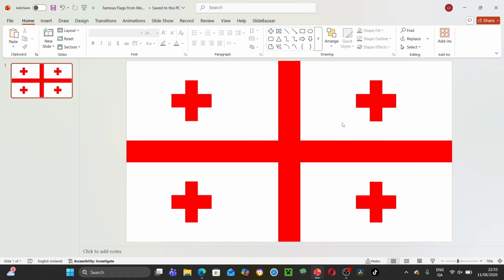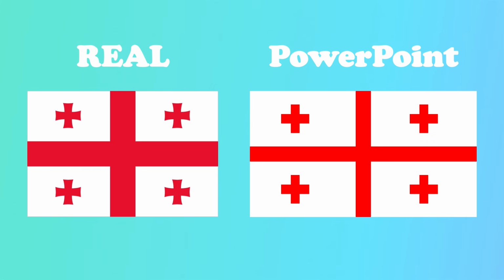Okay, I'm going to keep it simple. I'm going to stick with that. And let's see how we did. Okay, this is definitely a full 5 out of 5. It's absolutely perfect. The colors are bang on, the shapes are bang on, the crosses are in the correct location.